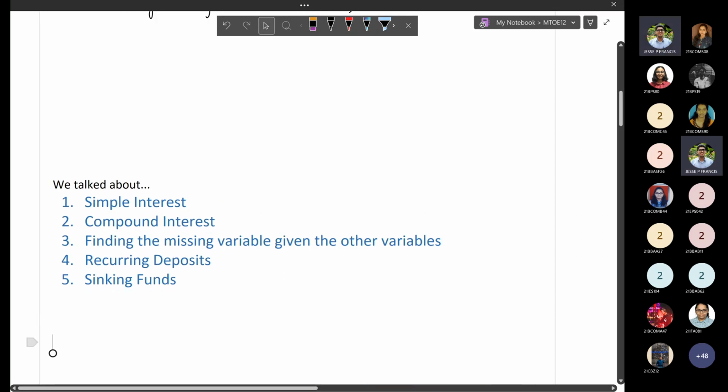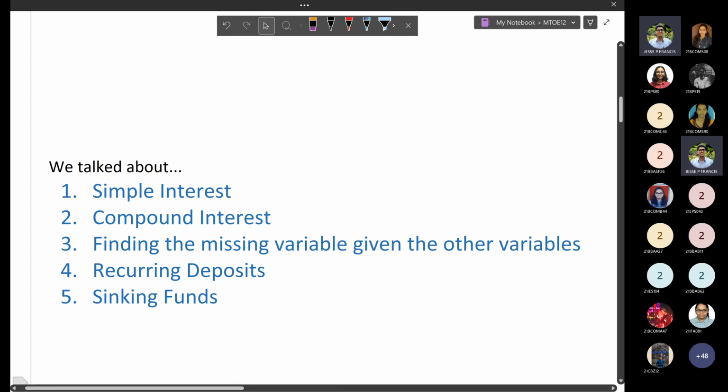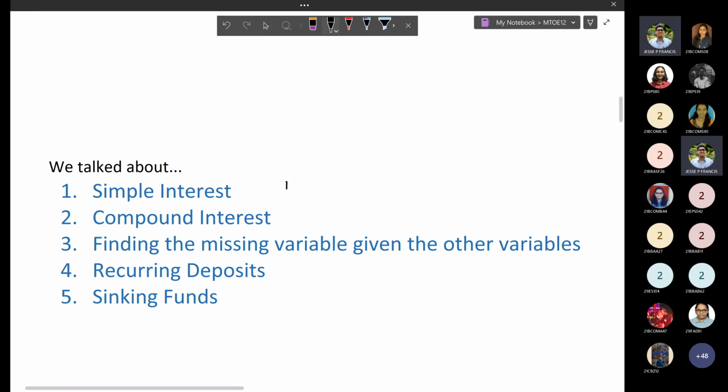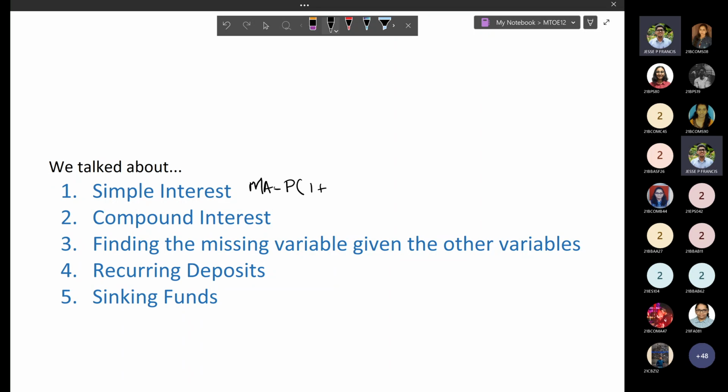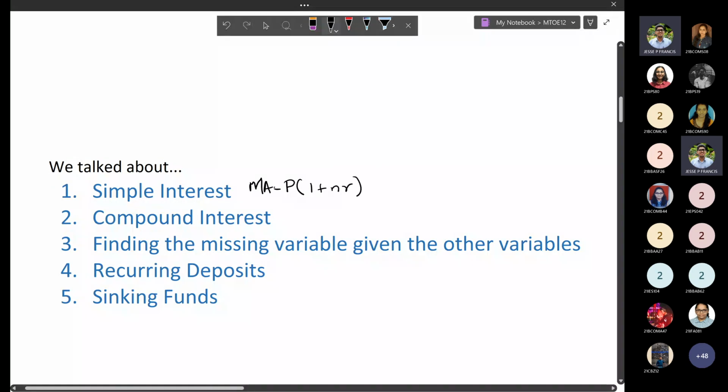So let's conclude. The simple interest formula: the maturity amount can be calculated by P into (1 + nr), where n is the number of years, r is the rate of interest, and P is the initial investment.